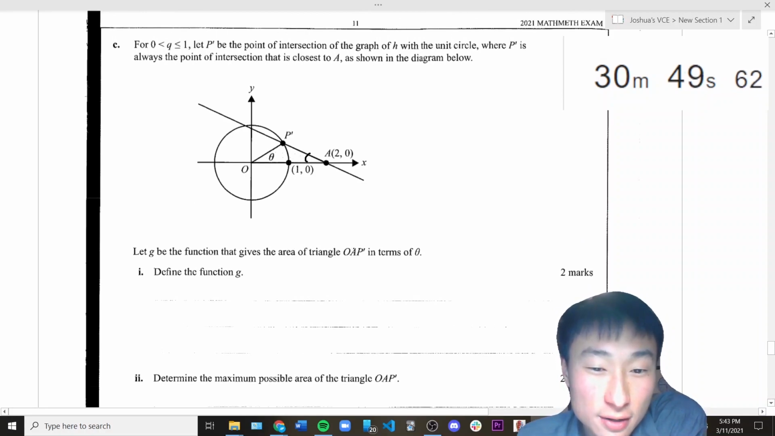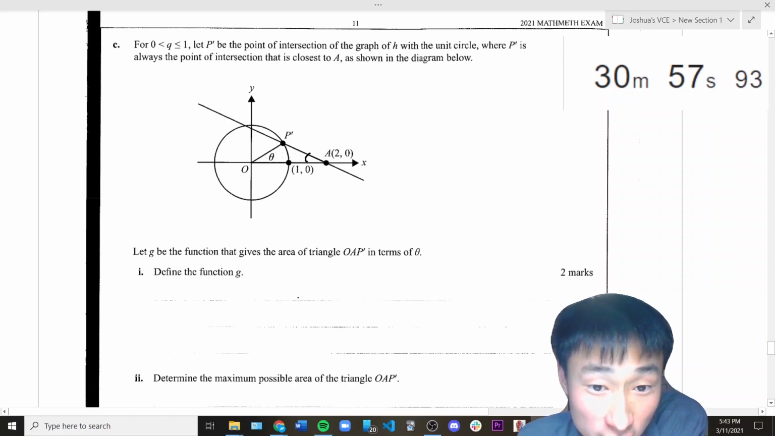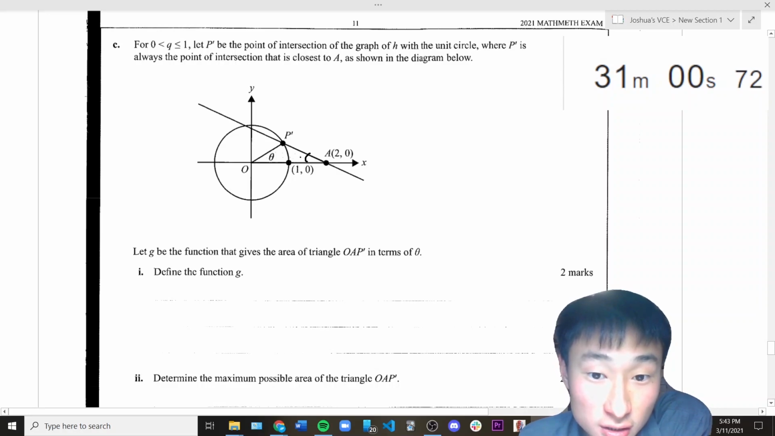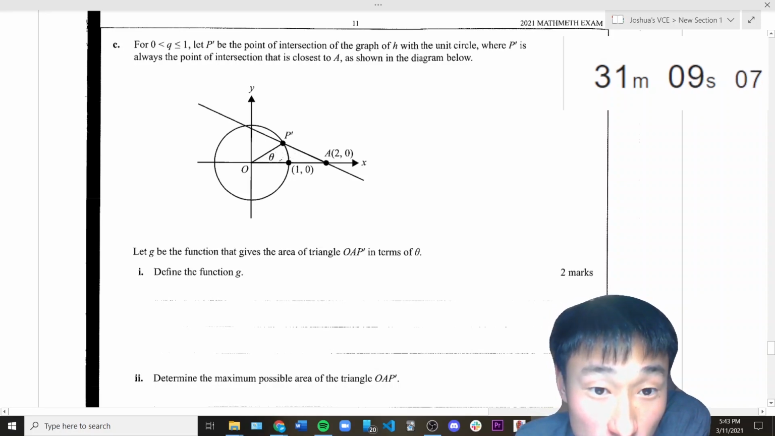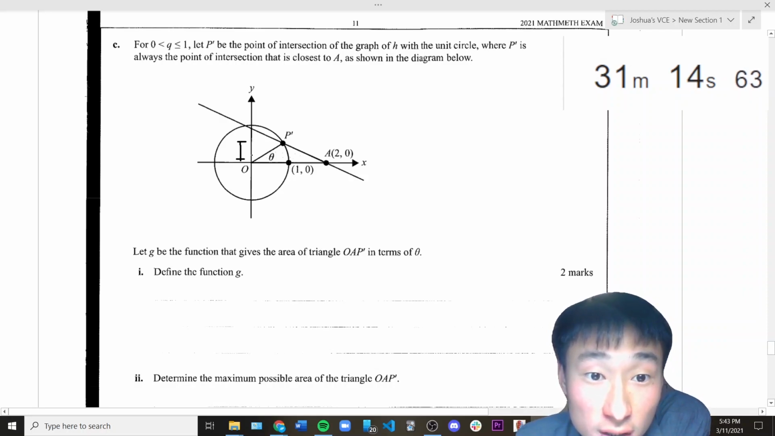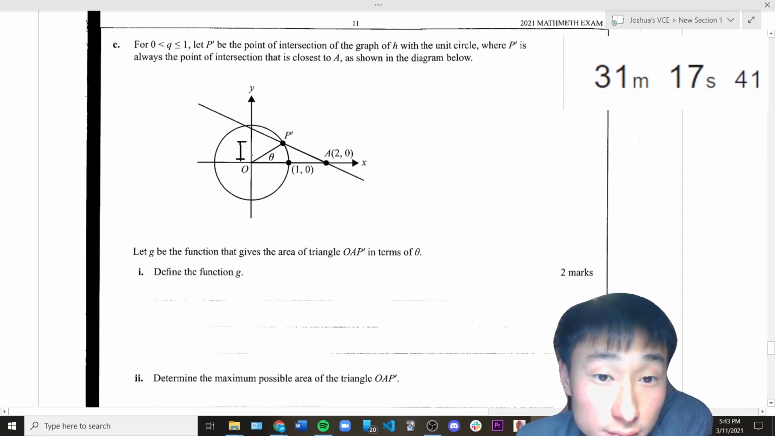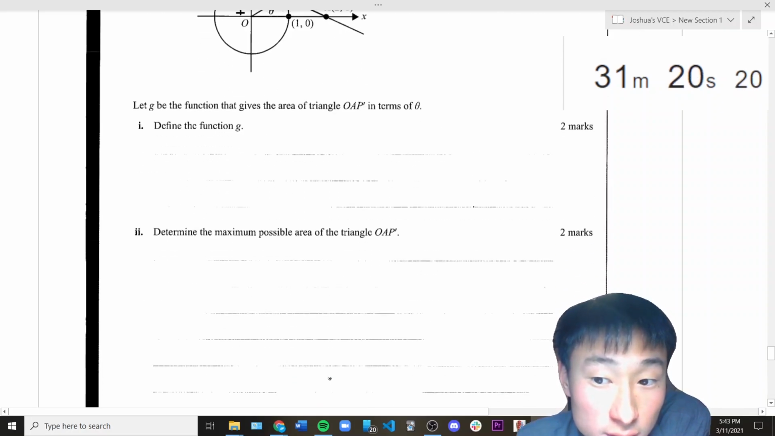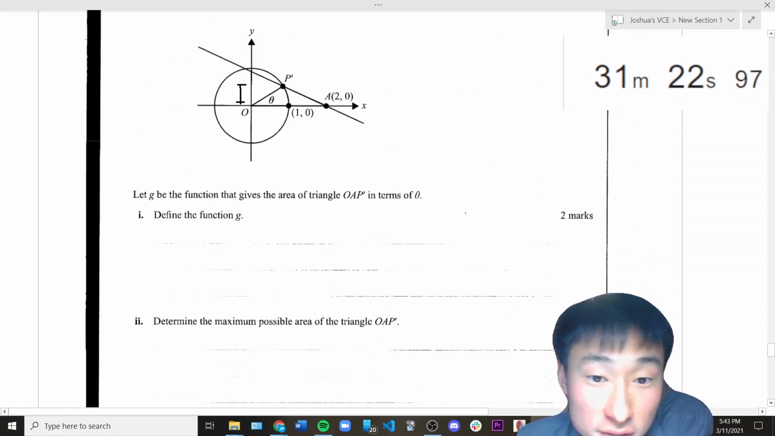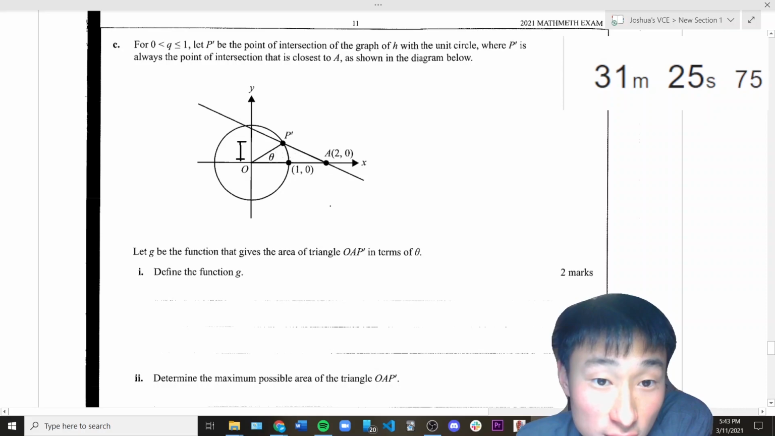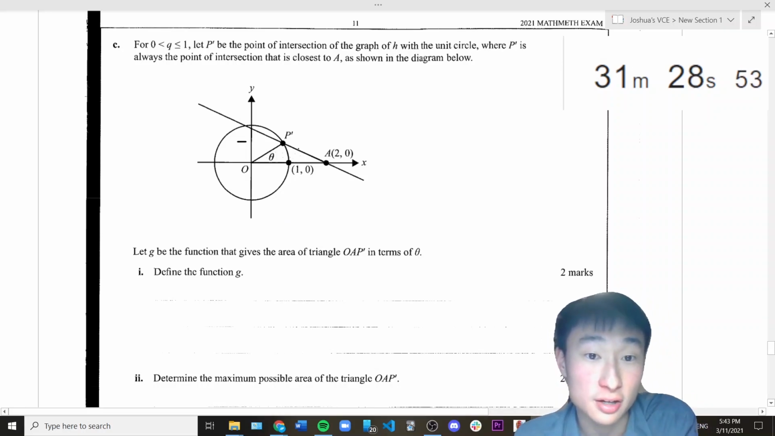Let G be the function that gives the area of triangle OAP dash in terms of theta. Define the function G. What is G? What is theta? Oh no, theta is given there. The area of this triangle is base times height over 2. What's the value of that height? Actually, it's not base times height over 2 because they're using theta here.